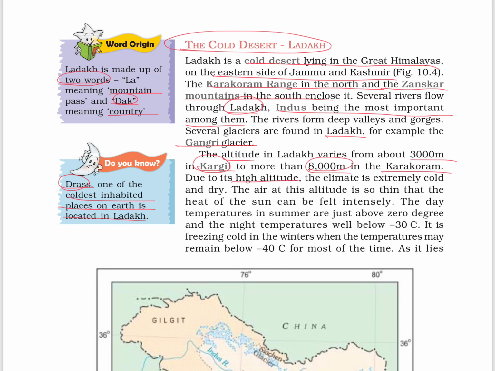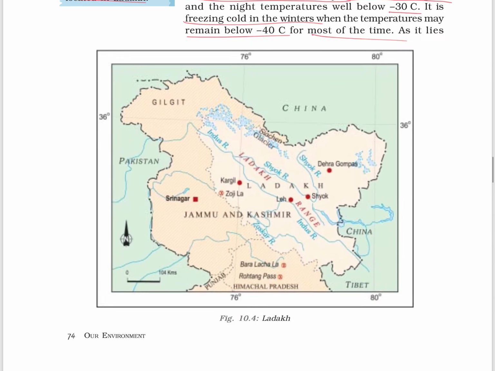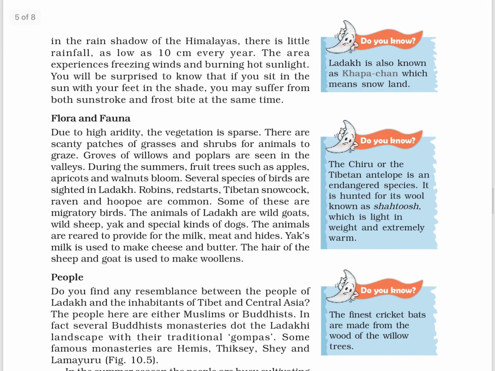Due to its high altitude, climate is extremely cold and dry. The day temperatures in summers are just above 0 degrees and nights will be minus 30 degrees Celsius. It is freezing cold in winters when the temperatures may remain below minus 40 degrees Celsius for most of the time. So there is no rainfall or there is less rainfall, as low as 10 centimeters every year.